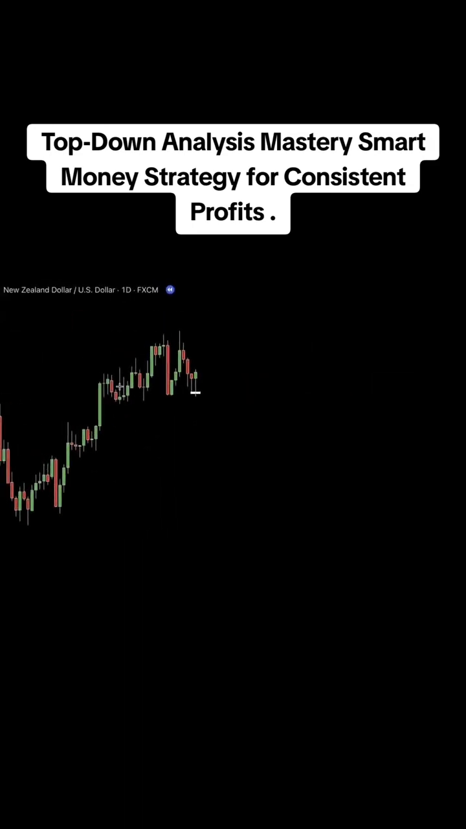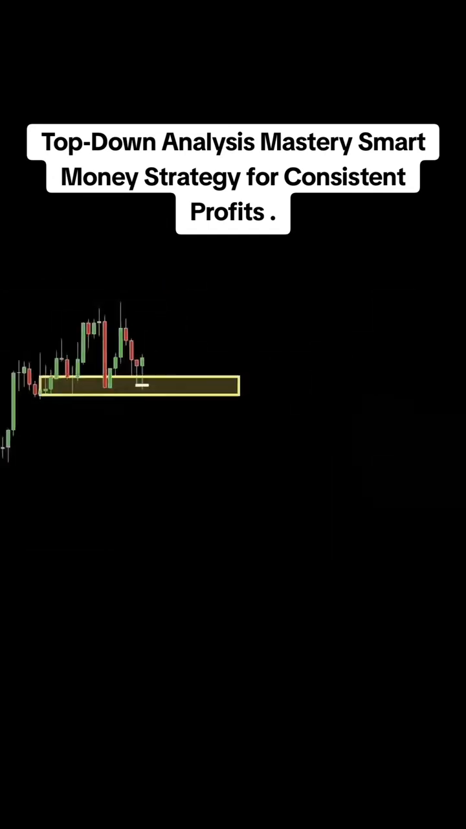On the daily, we see a different story. The market has been trending up, then consolidating, forming a clear demand zone. In fact, the price was recently rejected from this zone, suggesting an upward move is likely. Now that we've marked this zone, let's return to the hourly chart.